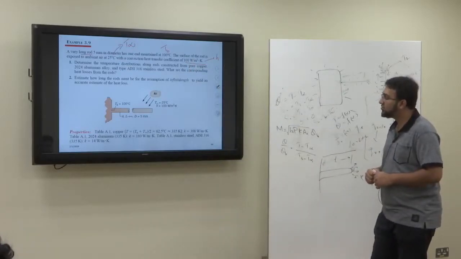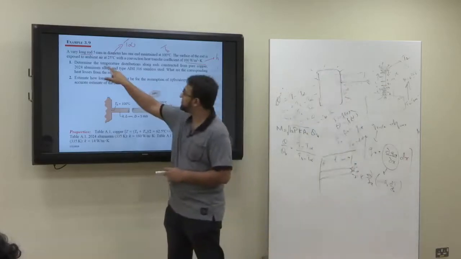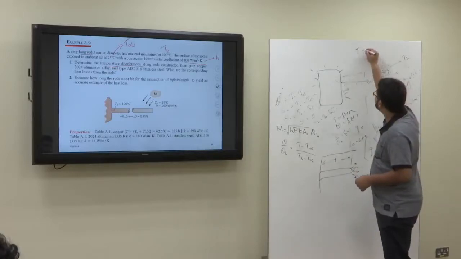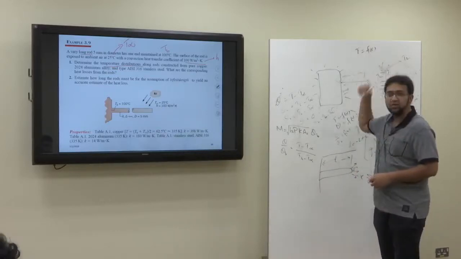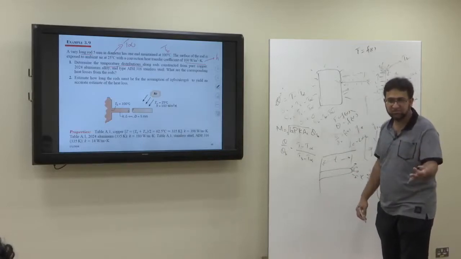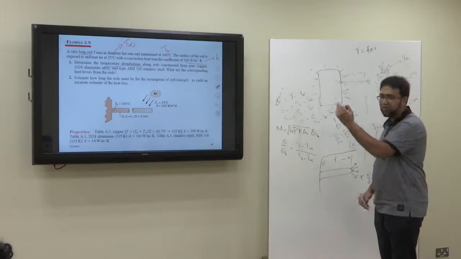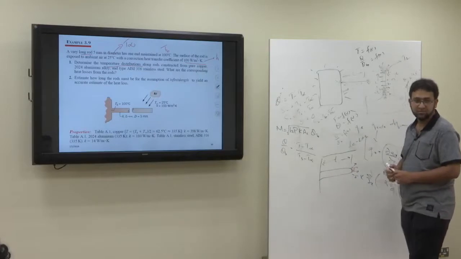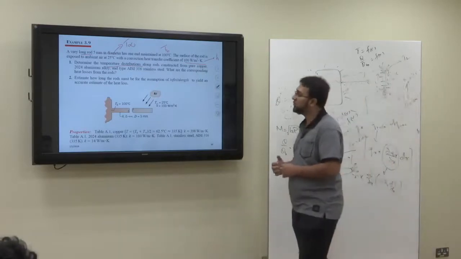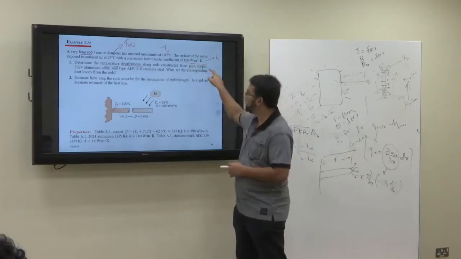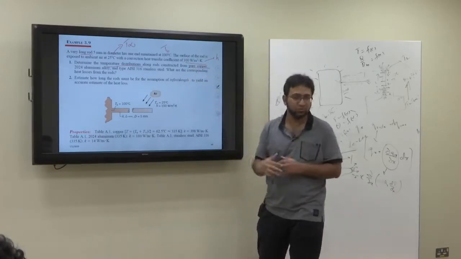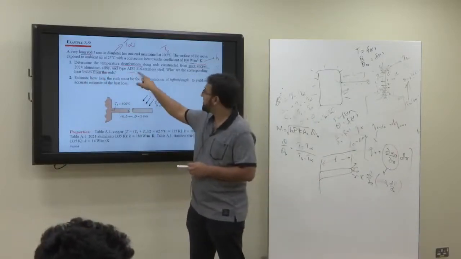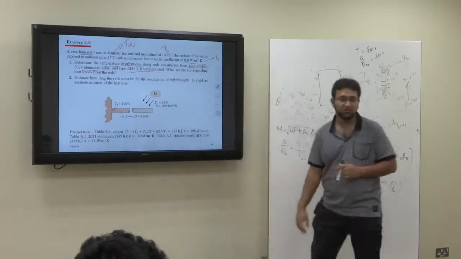Determine the temperature distribution along the rod. So we need to find temperature distribution. Temperature distribution means we need to find T as a function of x. But normally we don't have things in terms of T, we have things in terms of theta, and in the table it is theta upon theta B as a function of x. So determine the temperature distribution along rods constructed from pure copper. So the material is given. If the rod is from pure copper or aluminum alloy, or type AISI 316 stainless steel.